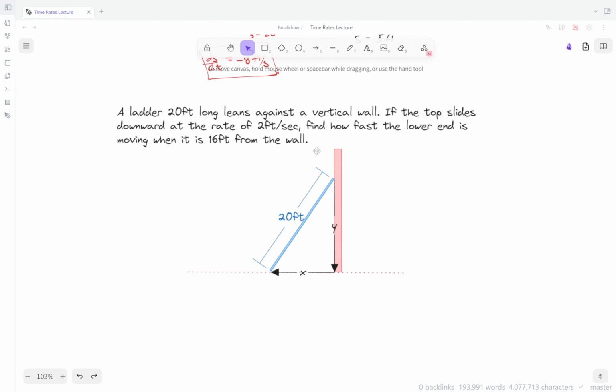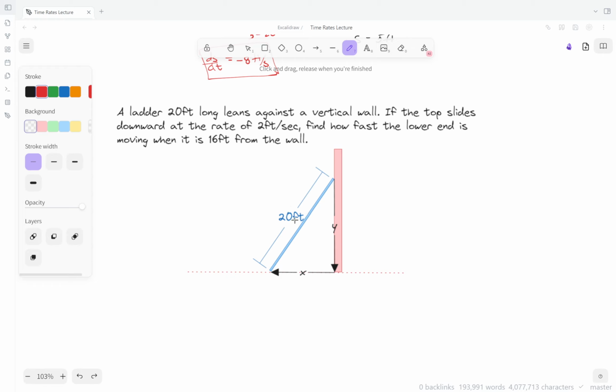Okay, so according to this problem, you have here a ladder 20 feet long leans against a vertical wall. So as you can see, the ladder's there, this one in blue. Now, if the top slides downward, so it goes down below, as indicated by the arrow, at a rate of 2 feet per second, find how fast the lower end is going to move away from the wall when it is 16 feet. So at the time it is 16 feet, how fast is this going?